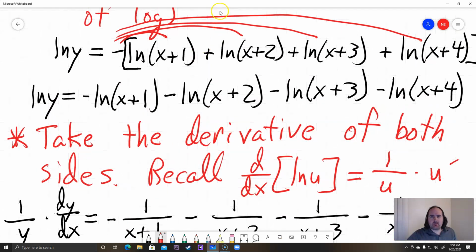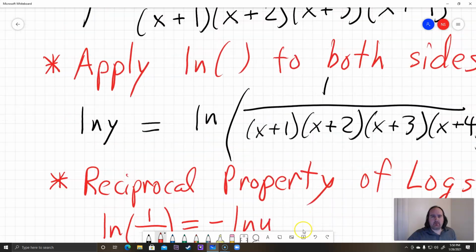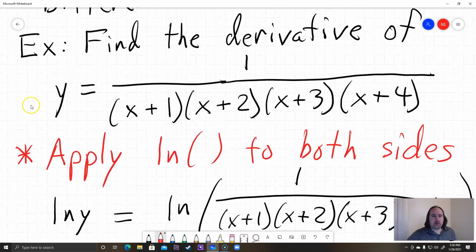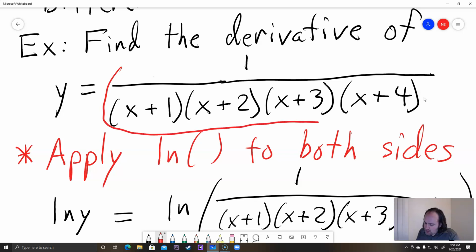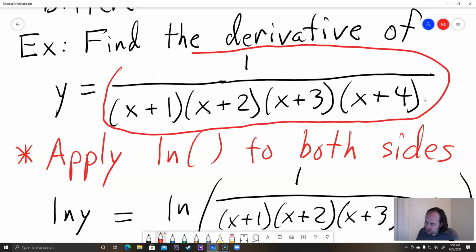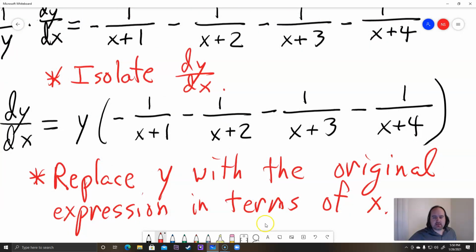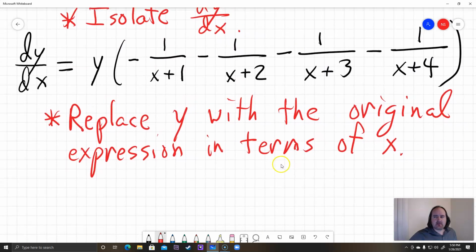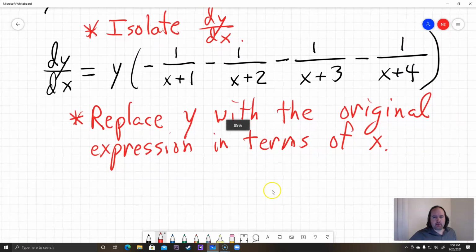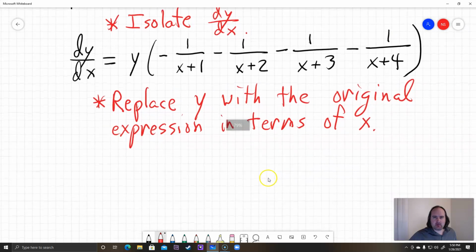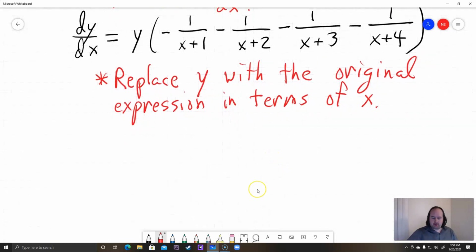So if I go way back up here to the beginning of the problem, we said y equals 1 over x plus 1 times x plus 2 times x plus 3 times x plus 4. So we're actually going to replace the y at the very end with this whole thing. Okay? And that's kind of the magical step at the very end, and then you're done with the whole problem. Okay, so let me zoom out, because this is going to take a lot of room.